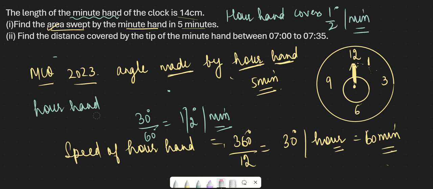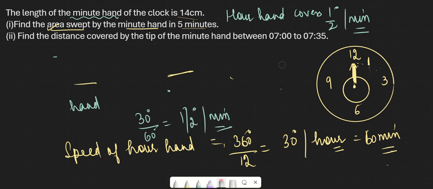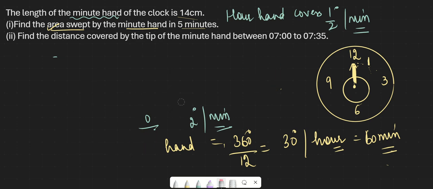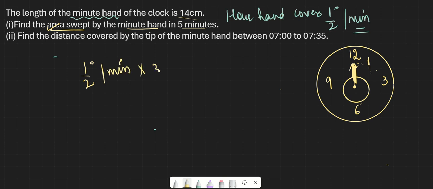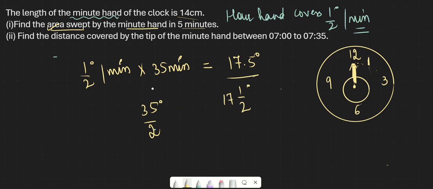So coming back to the board question, which says angle made by the hour hand in 35 minutes. So we know the movement of hour hand is half degrees per minute. Time gap is 35 minutes. So it will give me the answer as 17.5 degrees. The answer was 17 and a half, or simply 35 by 2 degrees. We'll see the option and accordingly mark it. 35 by 2 I think दिया हुआ था. So we'll mark 35 by 2.